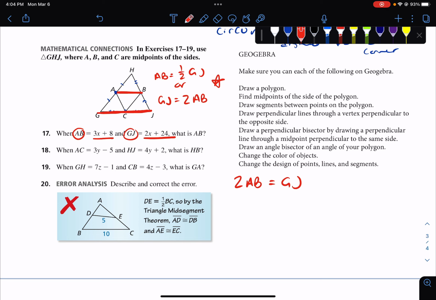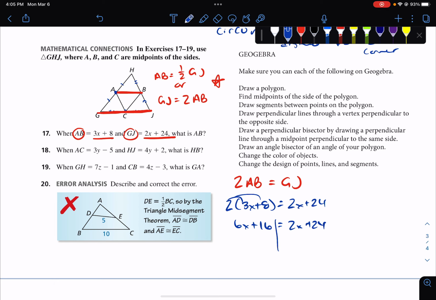So 2 of the ABs is equal to GJ, and I'm going to plug in those equations that I have for each of those. So 2 times AB, 3x plus 8, is equal to GJ, 2x plus 24. Then I distribute and get 6x plus 16 equals 2x plus 24. And then I do my railroad track thing, and I get 4x equals 8. And then I get x equals 2.